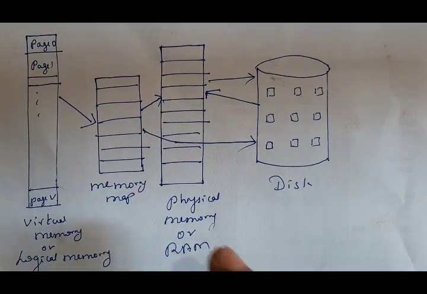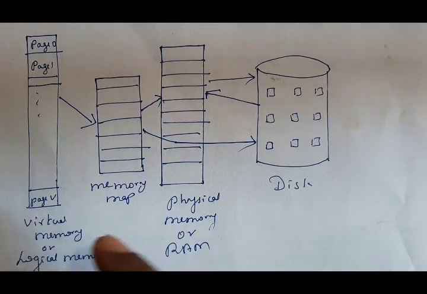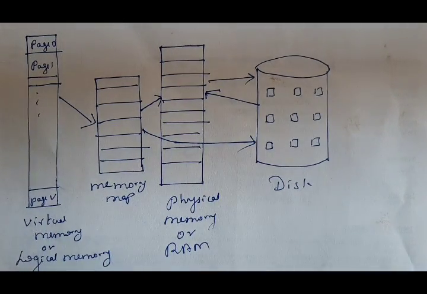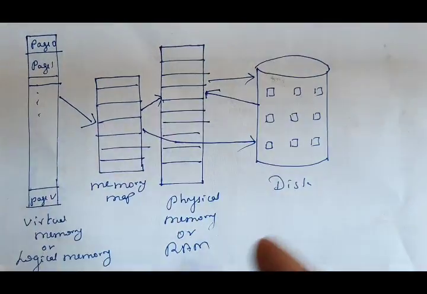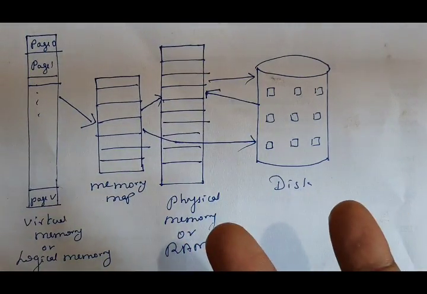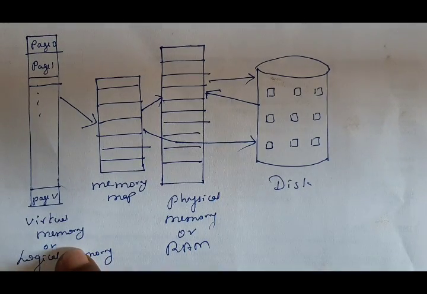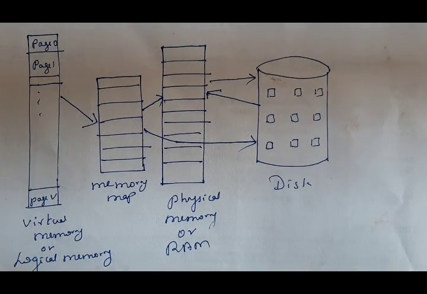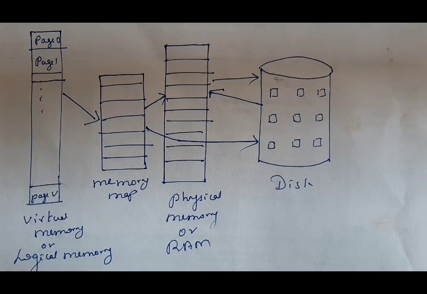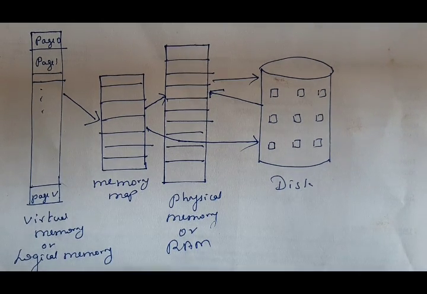Assume physical memory is 4 GB, but virtual memory is like 200 GB, 500 GB. If the user demands more, you get more memory. RAM is limited, for example 4 GB or 8 GB, but virtual memory is not limited. As much as you want, you can get the memory. That's the concept of virtual memory.